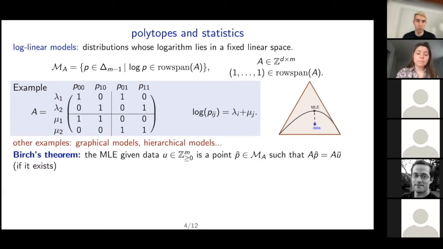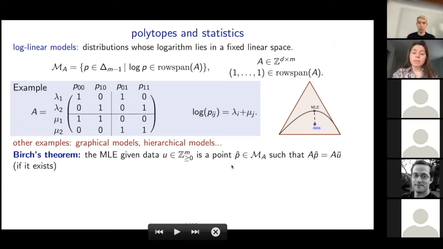Birch's theorem gives us the conditions that characterize the maximum likelihood estimate. It says that the MLE, given some data U, which as before will be some vector of observed counts, will be a point which we'll call P hat that lies in the model, such that applying the matrix A to the vector P hat gives the same as applying the matrix A to the vector U bar. Another slight notational inconsistency: U bar is the relative frequencies that we were looking at on the previous slide. This is the equation that the MLE has to satisfy if it exists.